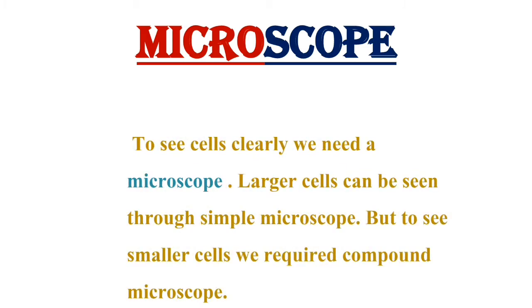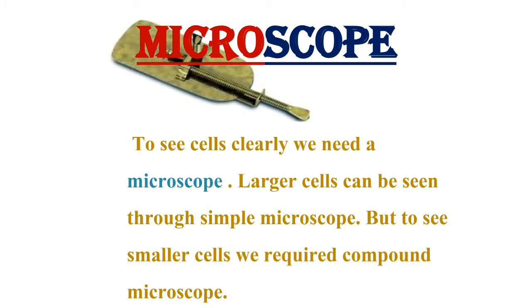Next point is microscope. It is a device which is used to observe cells clearly. Larger cells can be seen through a simple microscope, but to see smaller cells we need a compound microscope. Here on top, this is the oldest microscope used in the 16th century.